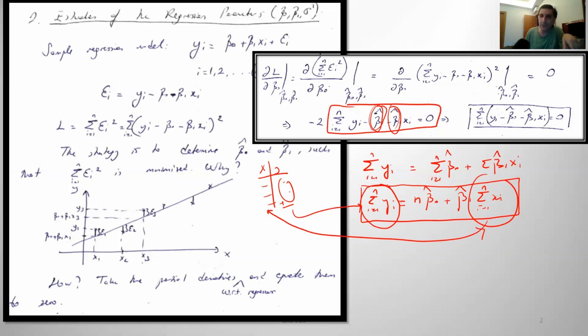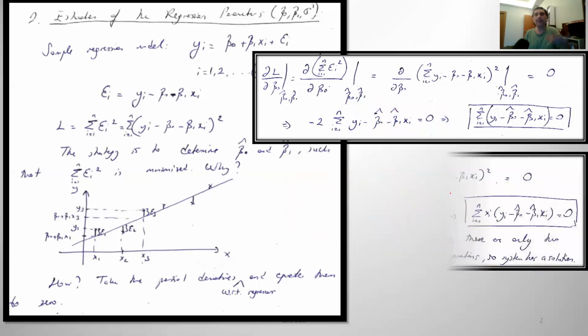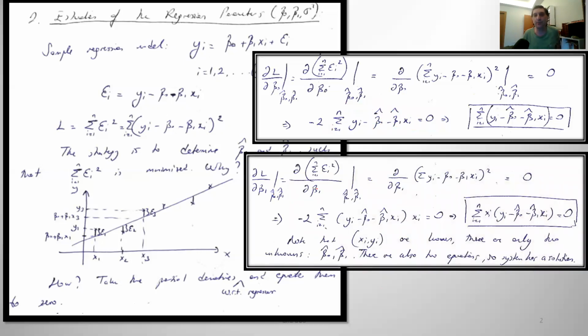So basically, this scalar is equal to n, the number of observations, multiplied by beta 0, plus beta 1 times another multiple. So this is going to be the first equation that we have. Note that we have two unknowns here. And we do the very same thing for beta 1.